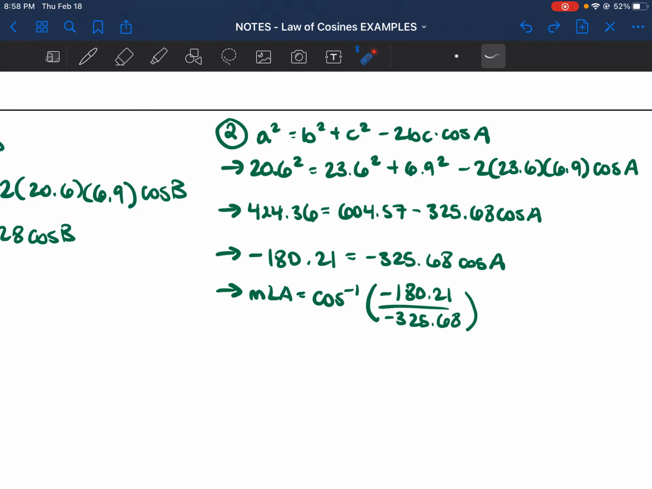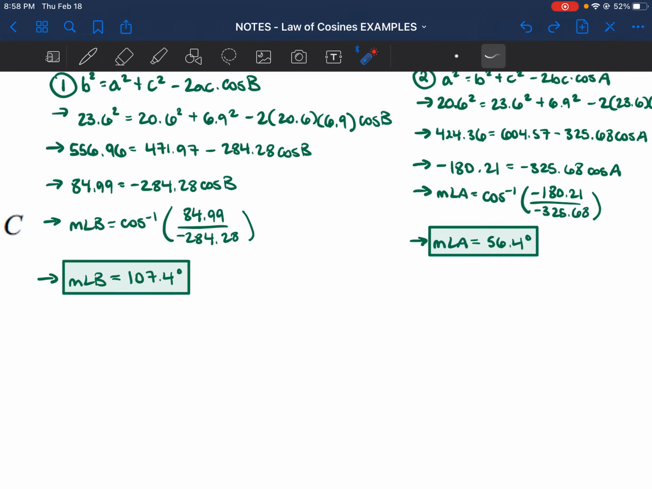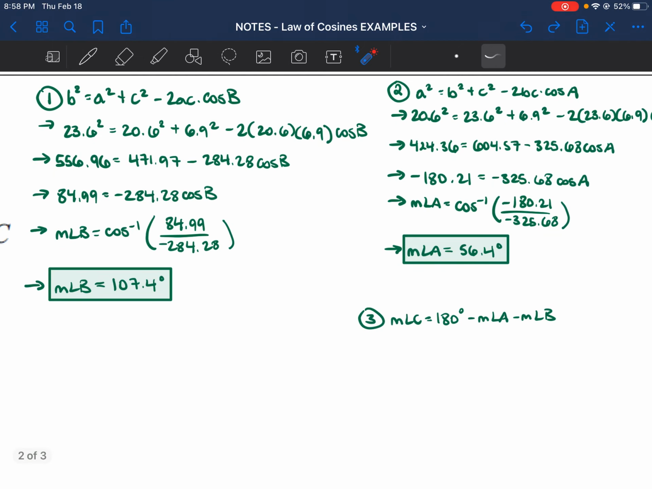We get that the measure of angle A is about 56.4 degrees. And now our third step, always pretty much the easiest step for the law of cosines. We have two of our missing angles. We know the third missing angle is going to be 180 degrees minus those two angles, which in this case will give us 16.2 degrees.